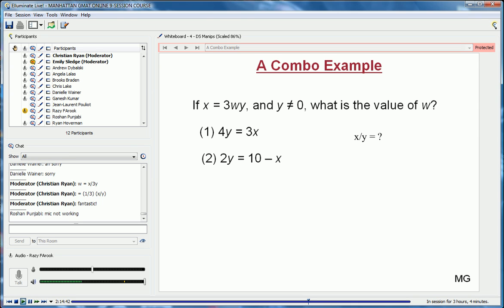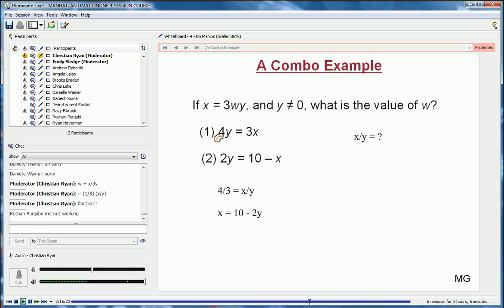Well, when Danielle said, her isolating the x over y, that made it really easy. So when you look at statement 1, 4y equals 3x, you can automatically see that x over y is 4/3. And with statement 2, you can't really get that kind of isolation going. So that led to A being sufficient.